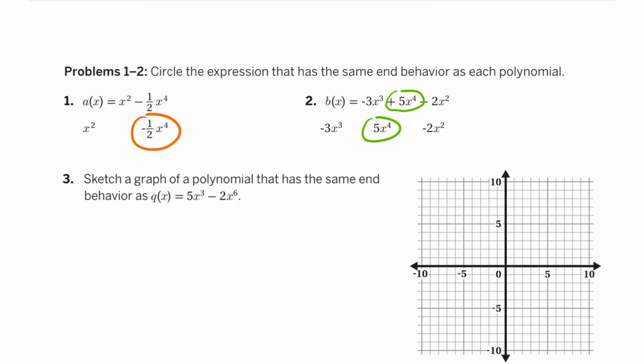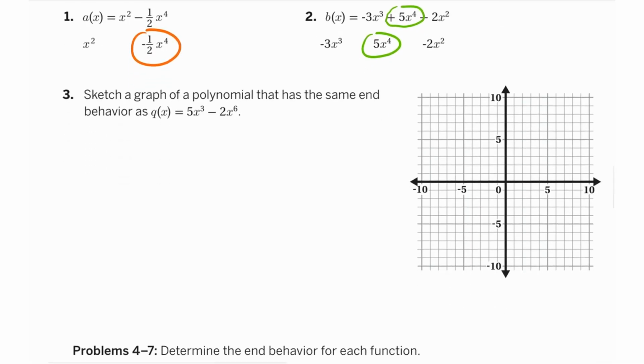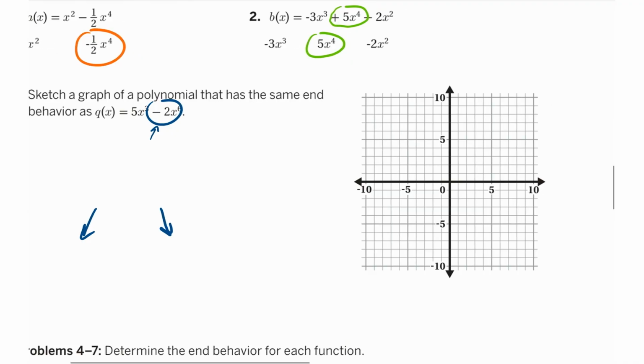For number 3, sketch a graph of a polynomial that has the same end behavior as q of x. The thing that tells us the end behavior is that we have an even exponent, which means the ends point in the same direction, and a negative coefficient, which means that same direction points down. So anything that looks like this is good with me.